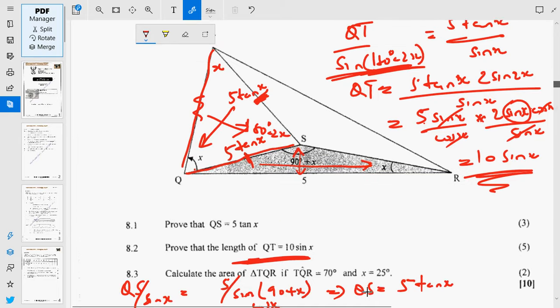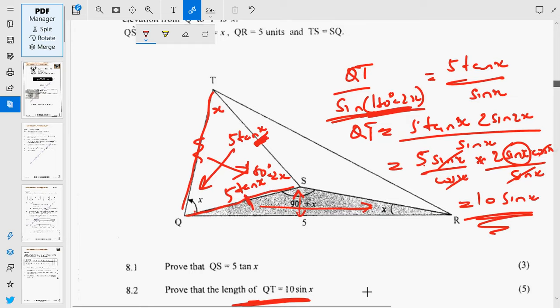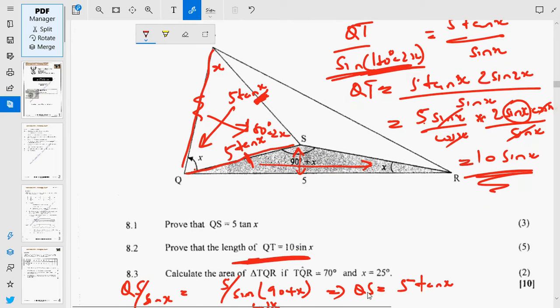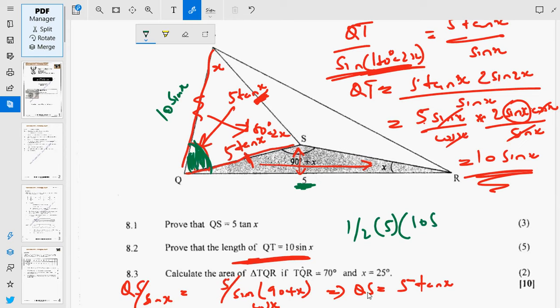And the last question, they're asking us to find the area of TQR. They gave us the angle Q. So you have got that this is 10 sine x, this is 5. Now you have to use the area rule. So you're going to have half times 5 times 10 sine x, times the sine of the included angle. We are given this angle to be 70, and you punch this in your calculator.